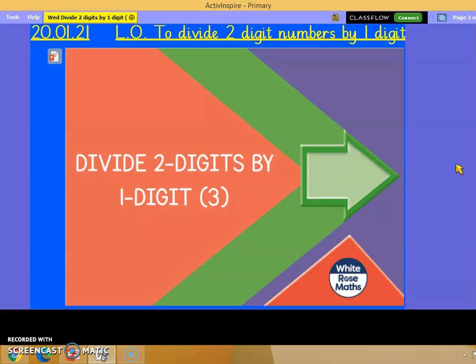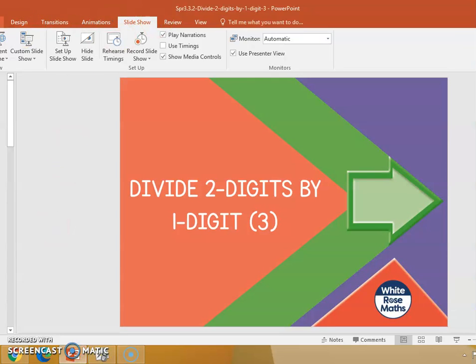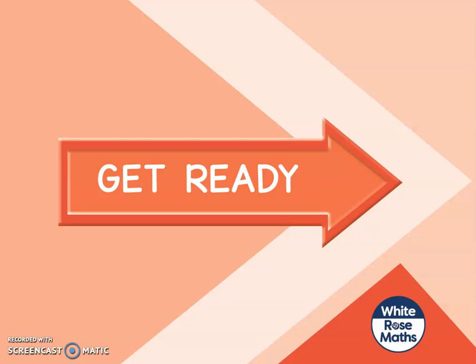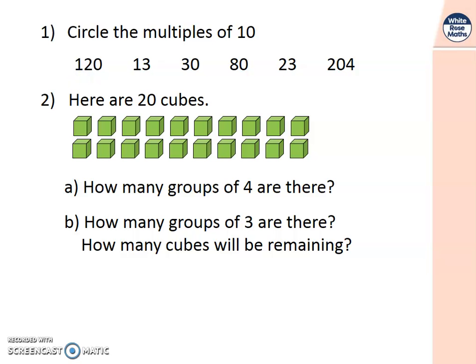On to our lesson for today. Today we're looking at dividing 2-digit numbers by 1 digit. This is our 3rd lesson looking at this skill, but we're going to extend into looking at when we have bits left over. Let's begin with this lesson today. As always, we begin by looking at some skills we're going to need.